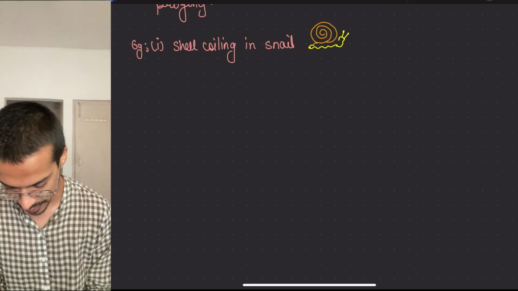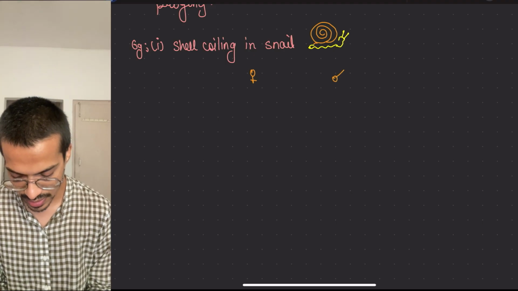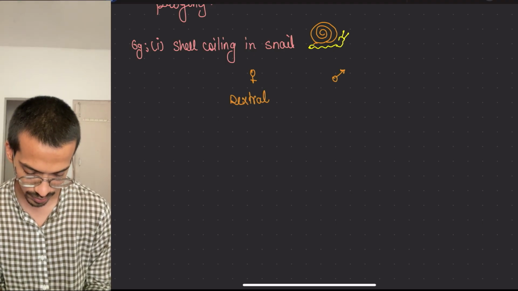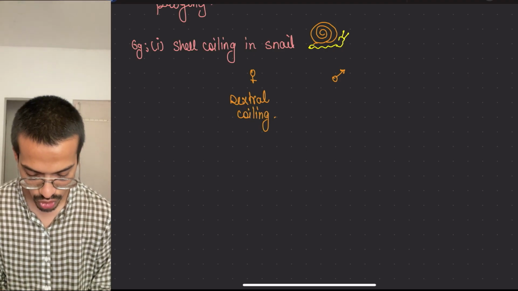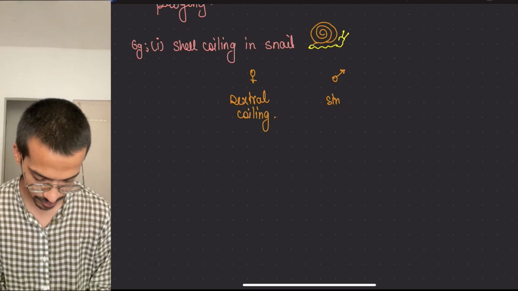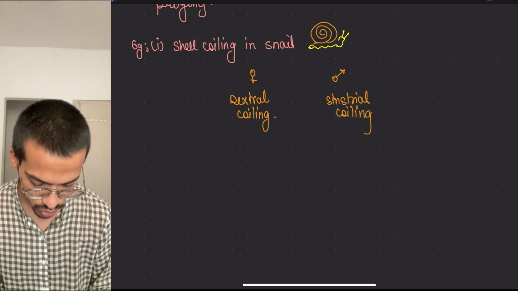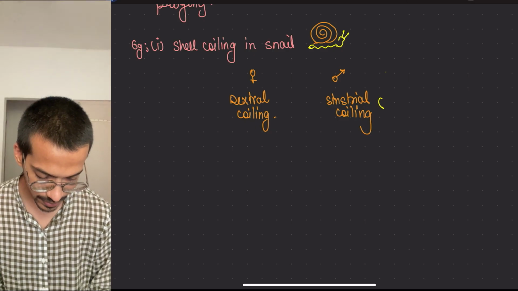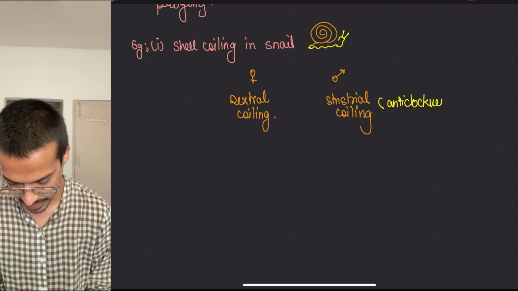Let's see that. We have a mother, we have a father. So the mother is, let's take it, dextral coiling. Whereas the male has what? Sinistral coiling. What is it? Direction. Sinistral means what? Anti-clockwise. And this is clockwise.